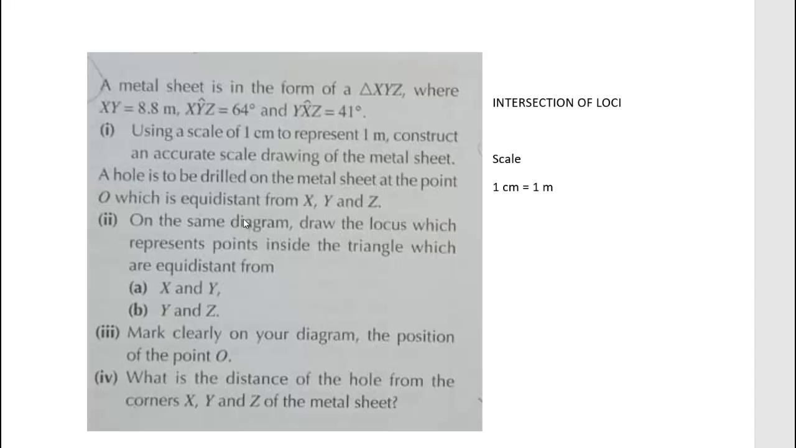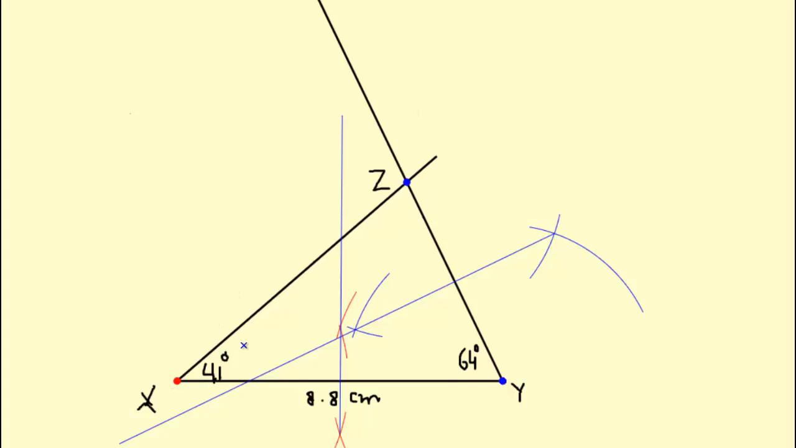In the same way, if we draw our locus which is equidistant from X and Z, it will again be a perpendicular bisector of line XZ. And the perpendicular bisector of line XZ will also pass through this point of intersection. So this is optional. It is up to you whether to draw that one or not. Because we need this point where these perpendicular bisectors intersect each other, and this point is called O.